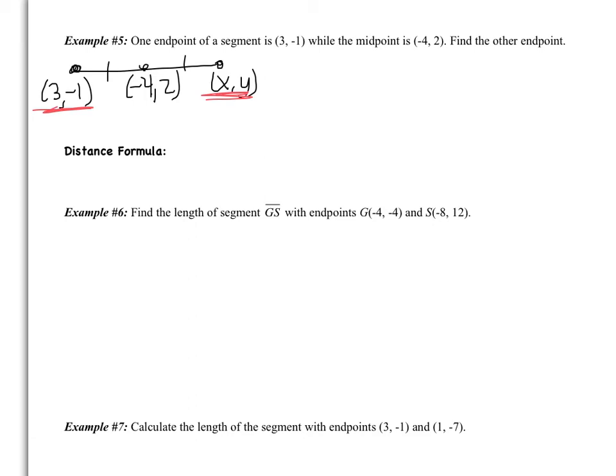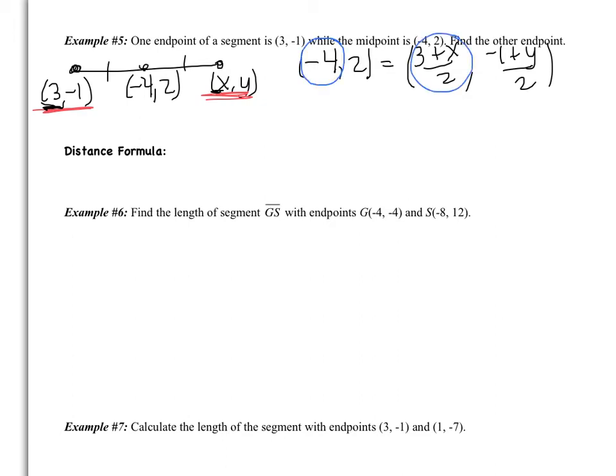Okay, so my midpoint, my -4, 2, is going to be equal to the average of my endpoints. So this is different than examples 3 and 4. You're not going to go about this the same way. So my two x's in this case are 3 and x. So I'm going to take 3, add x, and then I divide by 2. And my y's are -1 and y. So I'm going to add those and divide by 2. Okay, I have an x and a y, so I need two equations. One equation for x and one equation for y. This is my x coordinate, and this is my x coordinate.